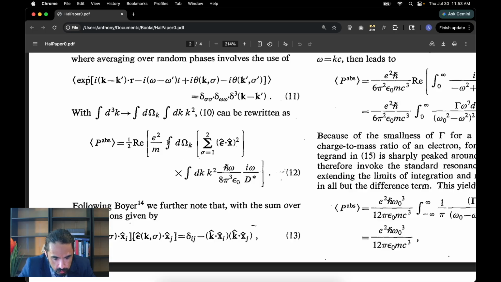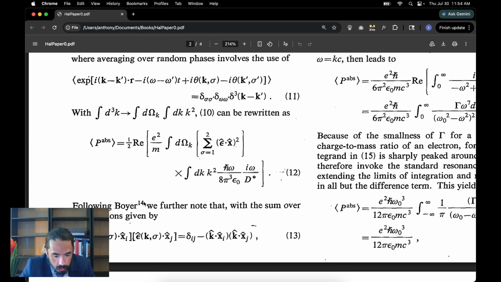The first integral is the integral with respect to d omega sub k of the sum from sigma equals 1 to 2 of the square of the dot product of vector epsilon hat with vector x hat. So that's the first integral. We're going to cross product that with the integral of dk k squared times the fraction with the numerator of h bar omega over a denominator of 8 pi cubed epsilon naught, then times a fraction with the numerator of i omega over the complex conjugate of the quantity capital D. So using that integral relation, we're able to rewrite our expectation value for the absorbed power. We're just plugging and chugging through.